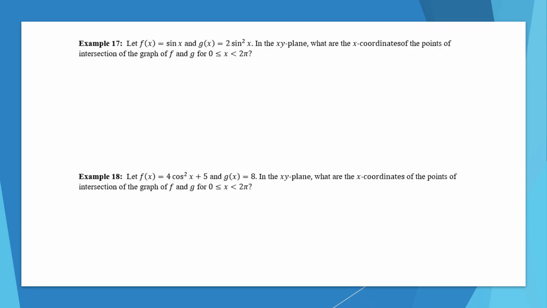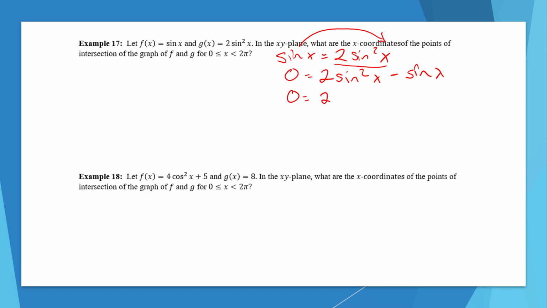All right, so here we have the same question, so we're going to set them equal to each other and solve. So we have sine of x equals 2 sine squared x. I want to keep this term positive, so I'm going to move this to the right-hand side by subtracting sine x from both sides. And then we get 0 equals 2a squared minus a, where a is sine x.